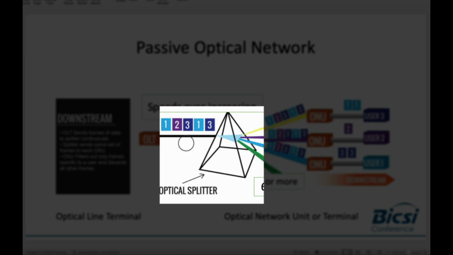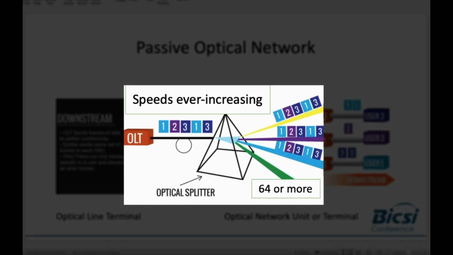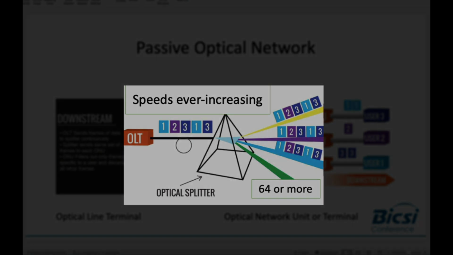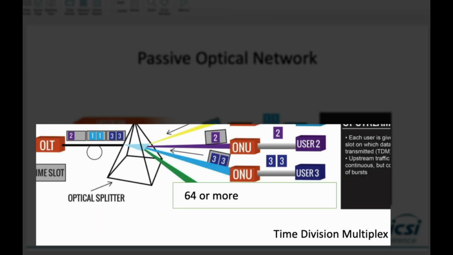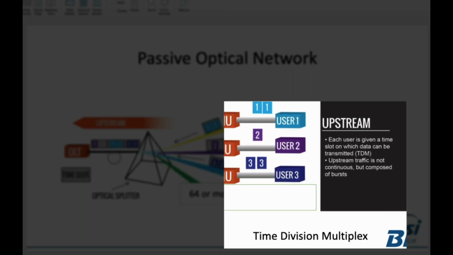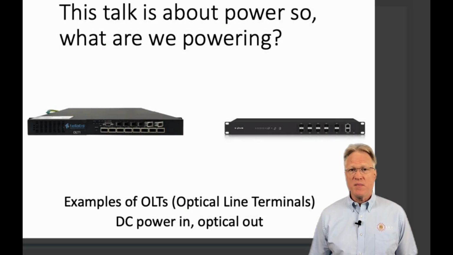They're just glass lenses. The speeds and splitter numbers supported are increasing all the time, and the splitters are made in powers of 2: 4, 8, 16, etc. The upstream topology is a time division multiplex. ONUs are assigned time slots to transmit data to the OLT. But this talk is about powering, so what are we powering?